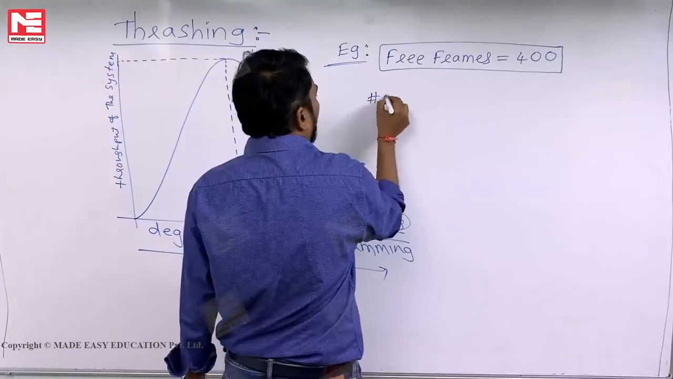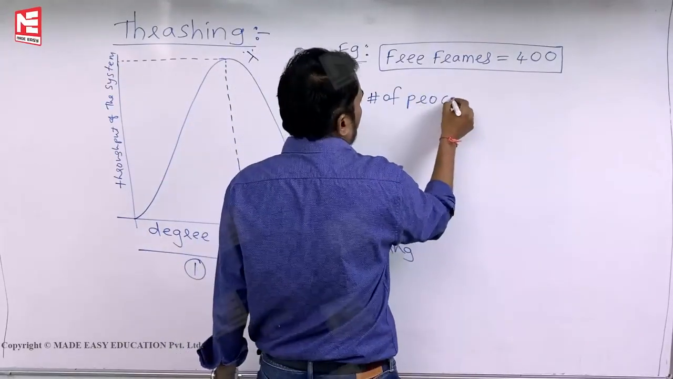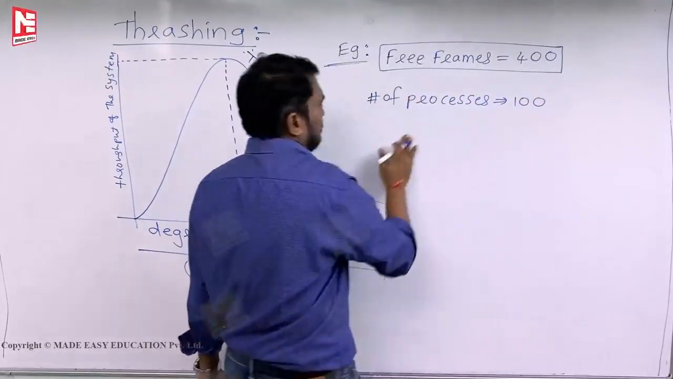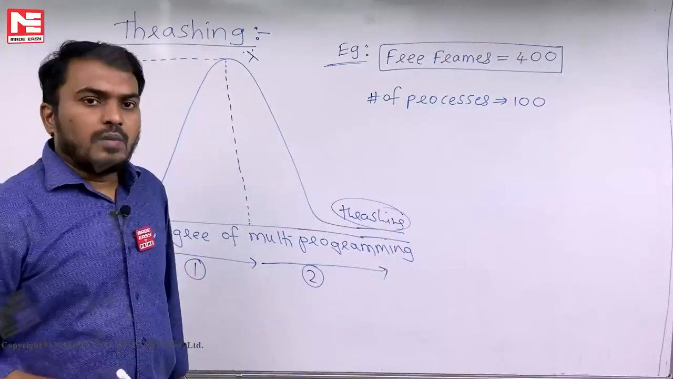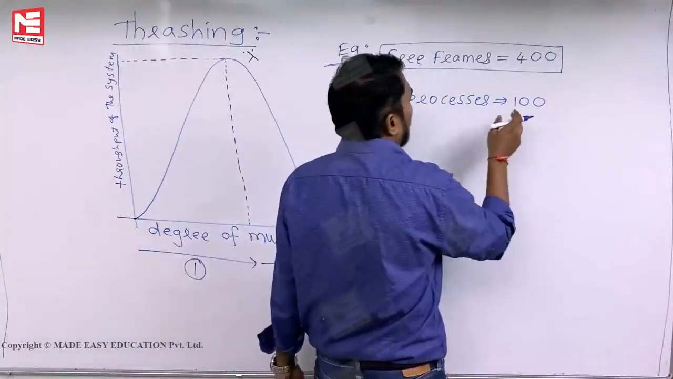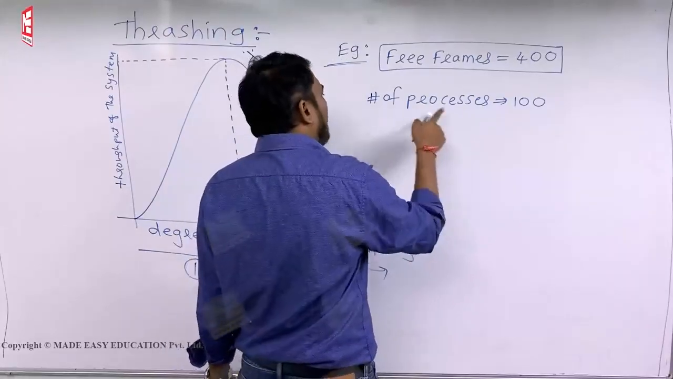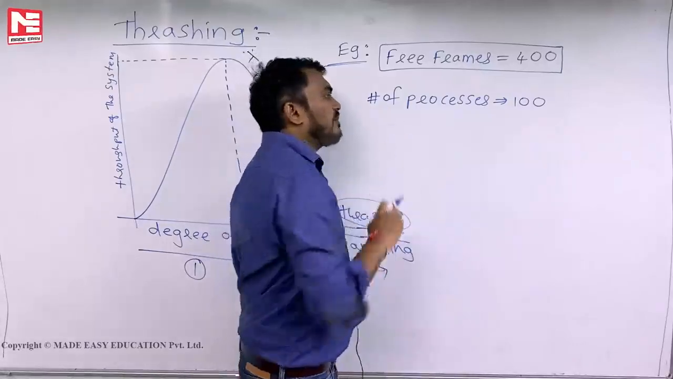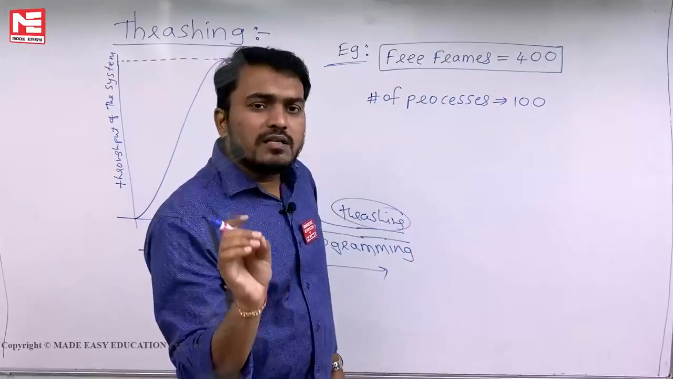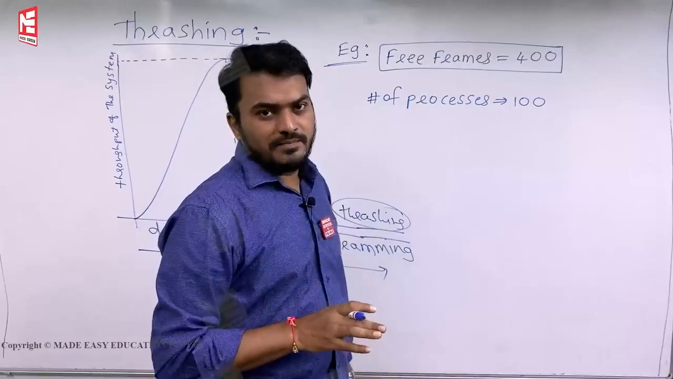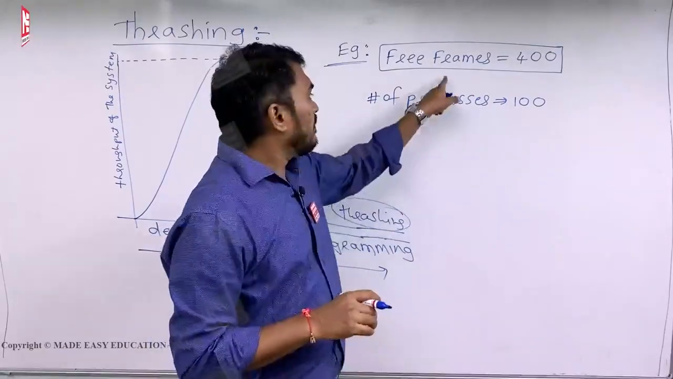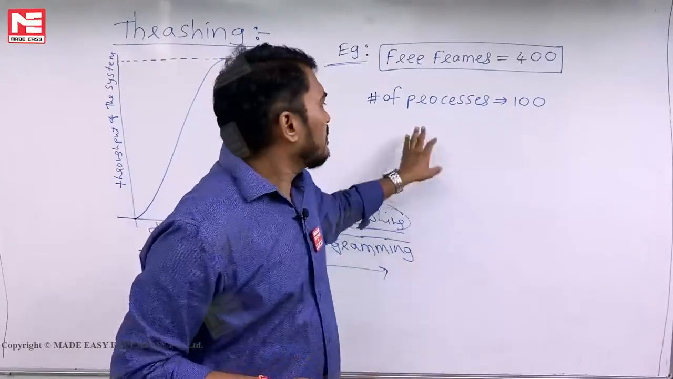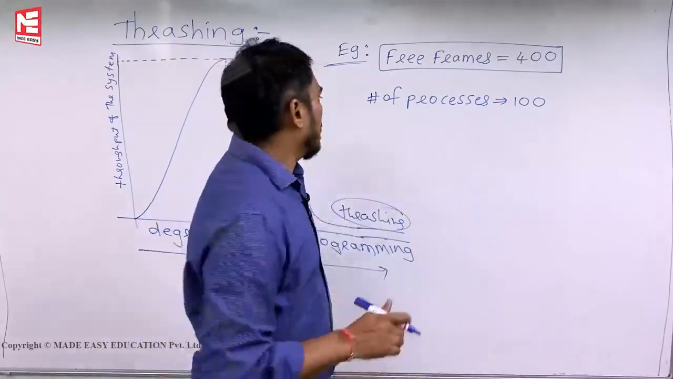And next, the number of processes in the system are, let's say, 100. Assume that we have 100 processes in the memory. Now, if I equally distribute the available frames to the processes, then each process will get how many frames? 4 frames.